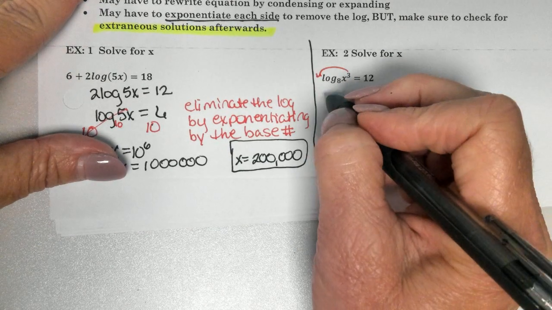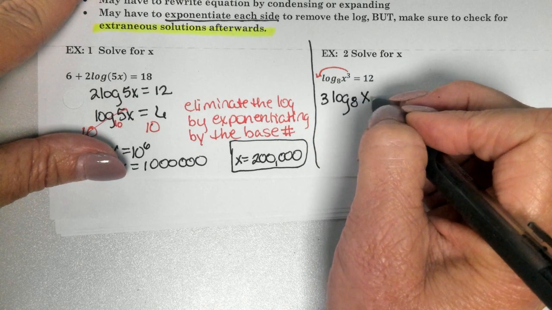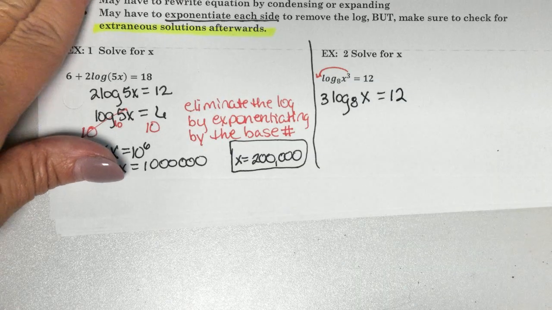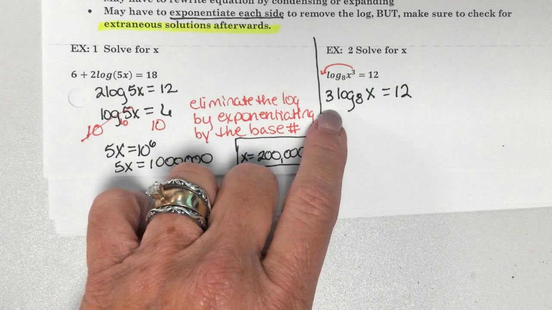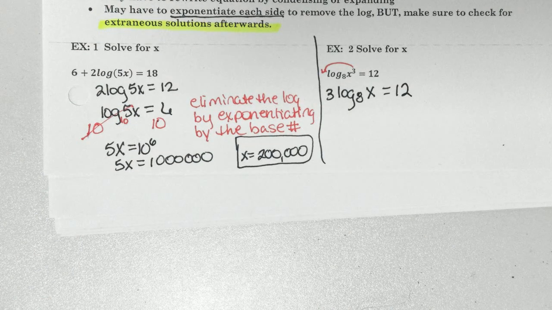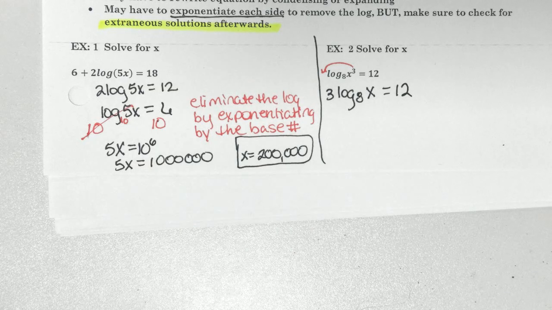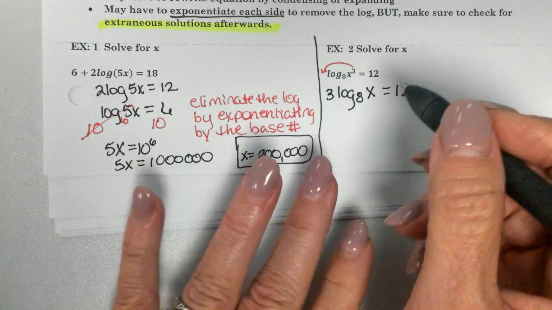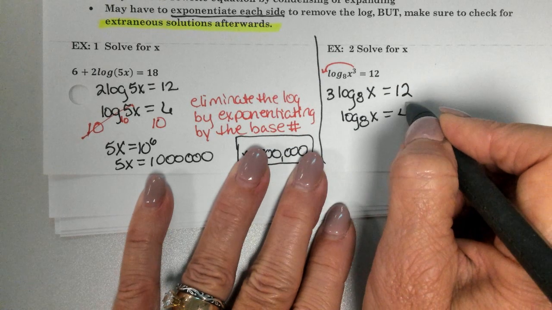So this is 3 times log base 8 of x is equal to 12. I want you to notice when you do that, you can now divide both sides by 3 and eliminate that 3. That was just a little bit easier way of getting rid of that exponent with the x. Otherwise, at the very end, we would have to take the cube root. We didn't have to do this first, but it made it a little bit easier too. So now we've got log base 8 of x is equal to 4.